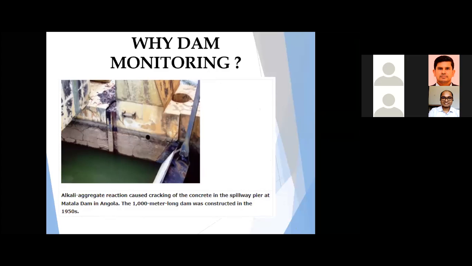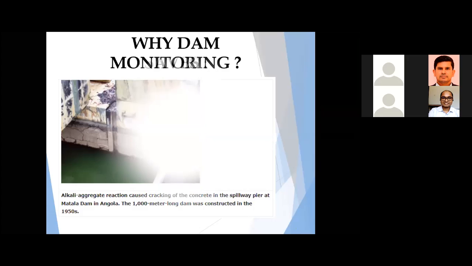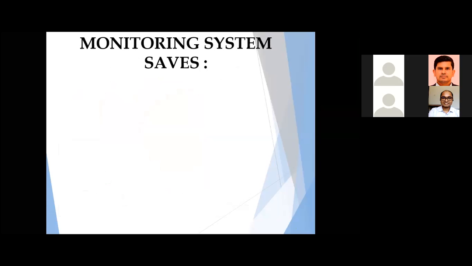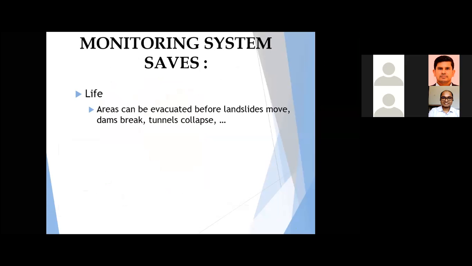This one was taken from Angola. You can see the cracks that appeared in that dam because of alkali aggregate reaction, specifically alkali silica reactions, caused by these types of cracking, and some kind of concrete deterioration may occur. So we need to monitor dams very carefully. Monitoring dams saves lives, as areas can be evacuated before landslides, before dams break, or tunnels collapse. It also saves money and much more.